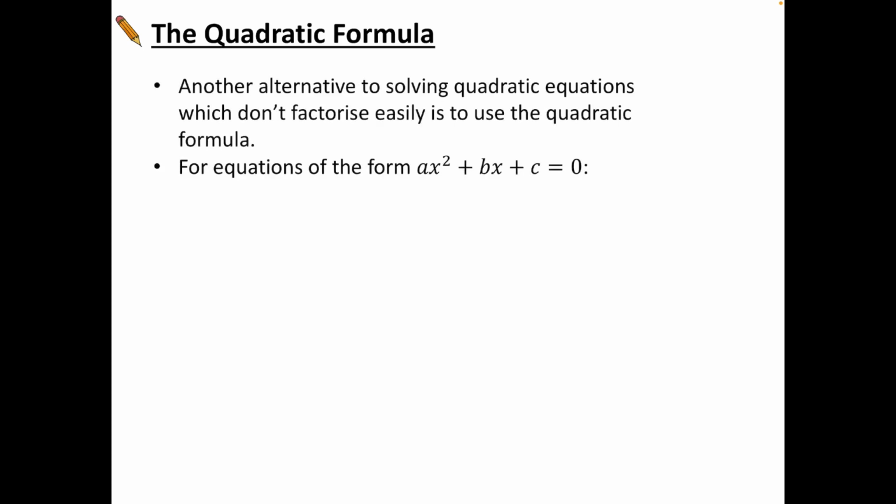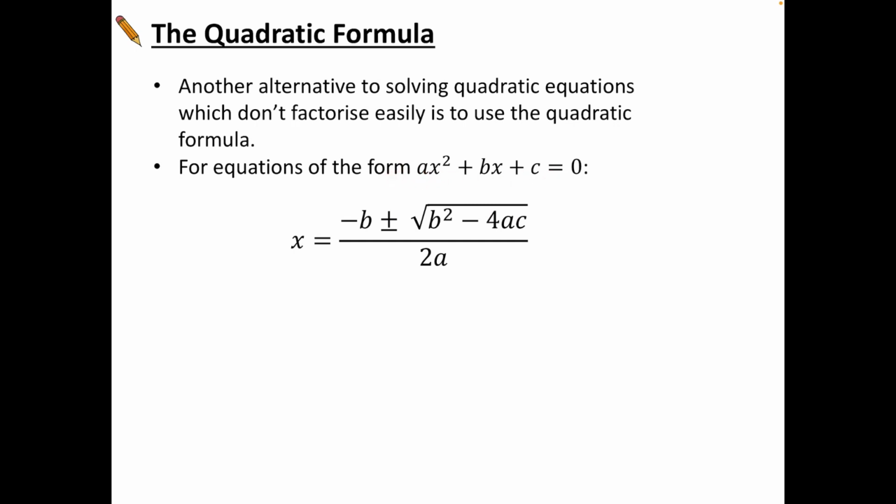Okay, so the quadratic formula uses different parts of a quadratic equation to come up with a formula. The formula looks like this. Okay, it looks quite confusing. We have negative b plus or minus the square root of b squared minus 4ac, all divided by 2a. And each of these letters refer to the letters up here.